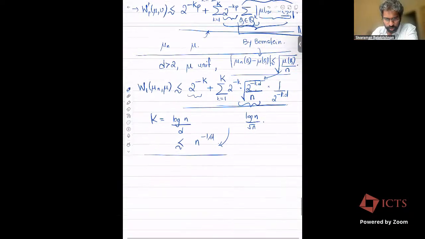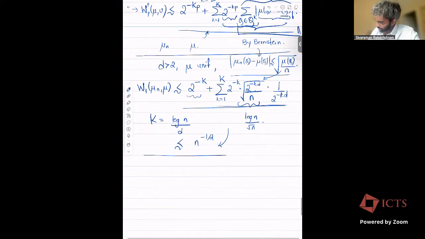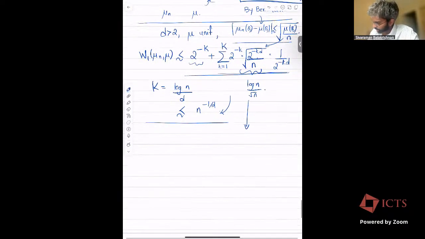And you can sort of see it here. Maybe I'll tell you what this is. This term, if you work it all out, will scale like 2 to the k times d over 2 minus 1 divided by root n. And so if you take k to be infinity, it'll just blow up.